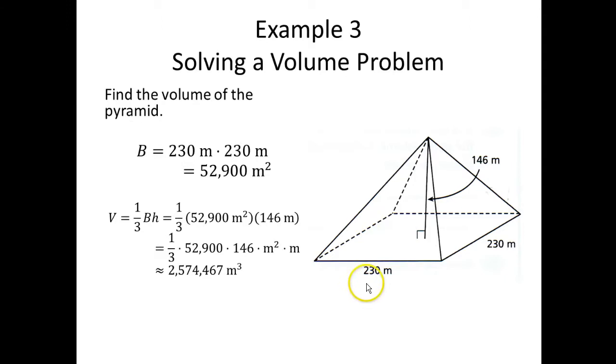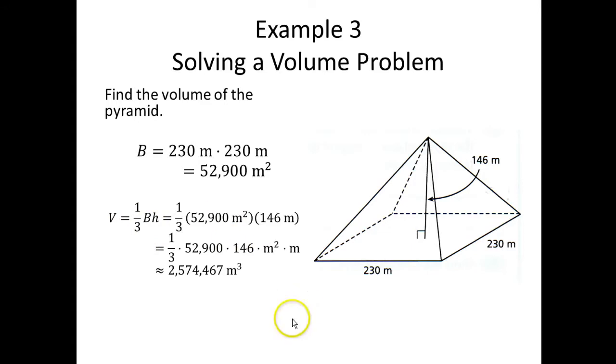Since I know the volume of any pyramid in general, I can figure out the volume of the Great Pyramid in Giza. The volume formula for a pyramid calls for the area of the base times the height of the pyramid. They give us the height directly, and notice that the base is a square. So the area of the square is just this side length times this side length, which turns out to be 52,900 meters squared. And we're also given the other ingredient of our volume formula, the height.